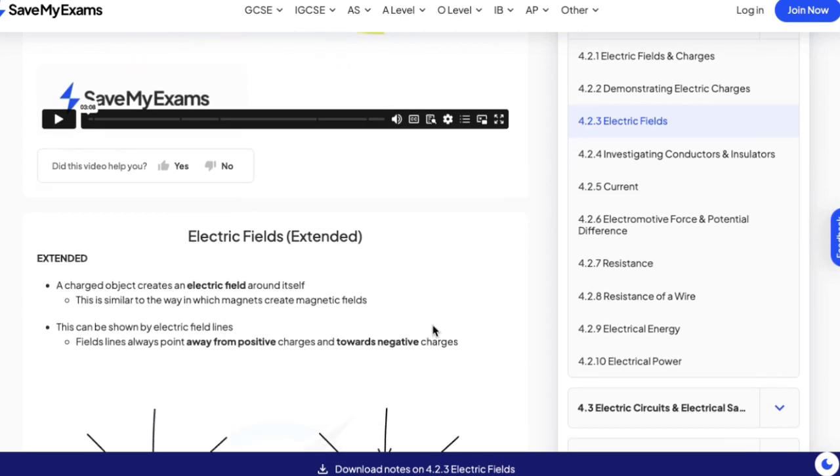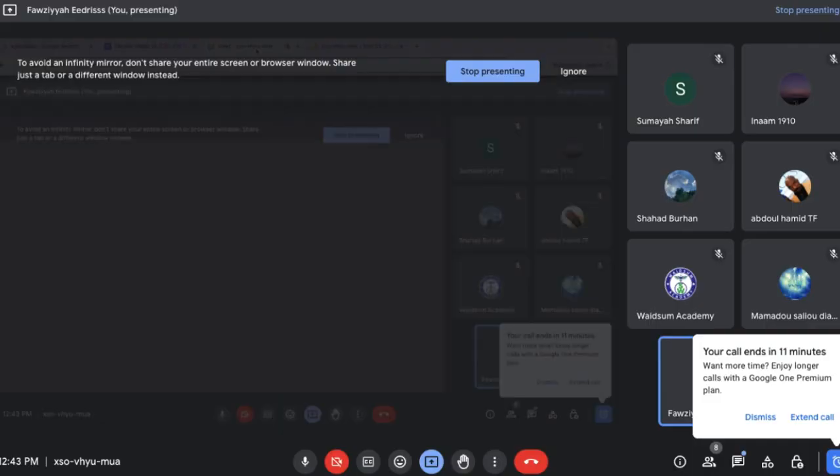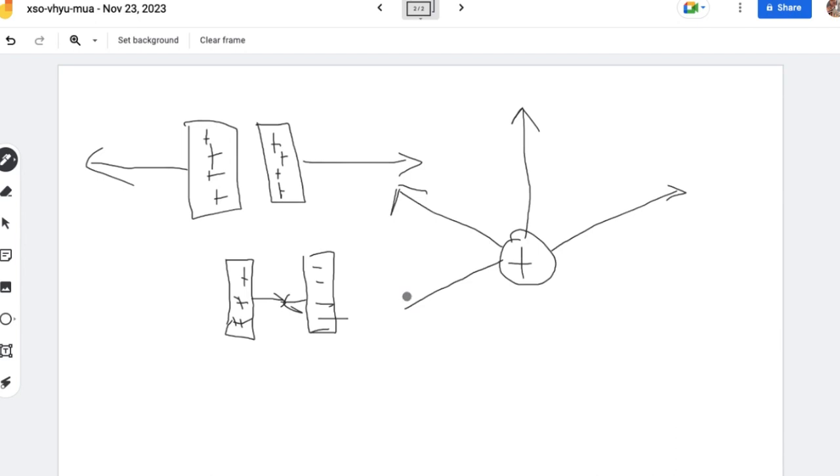Electric field is the region in space where a charge experiences a force. The region in space where a given charge, maybe a positive charge, experiences a force. This charge will experience forces in all these directions. A region in space where a charge experiences a force is called electric field.